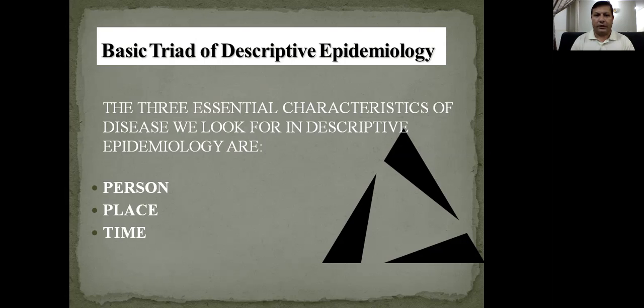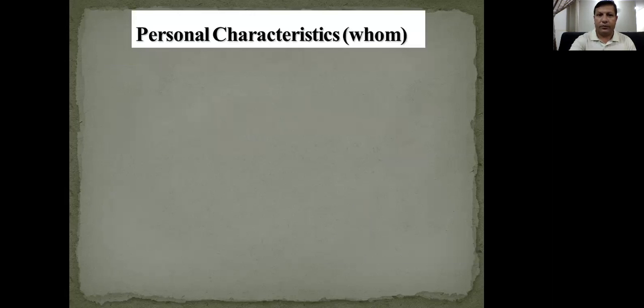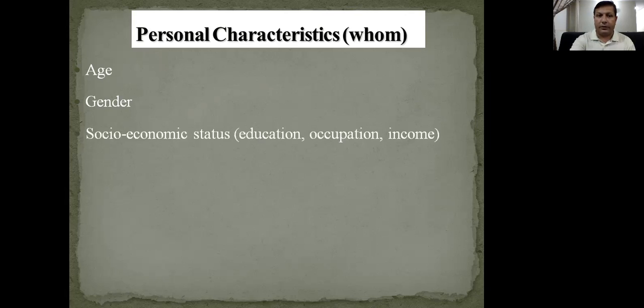So these are the basic parameters for epidemiologists to study and to formulate any hypothesis. We must consider these three things. Personal characteristics of whom? Age: what is the age of that person? What is the gender of that person? Socioeconomic status of that person who is suffering from that disease. Marital status. Personal information about a person, the population which is suffering from that disease.